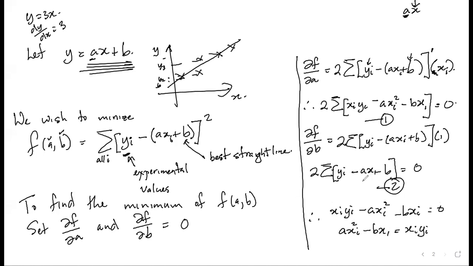Similarly, I can write, if I take these over to this side of the equation, a sum xi plus b n, that is the sum of axi plus b, is equal to the sum of yi.